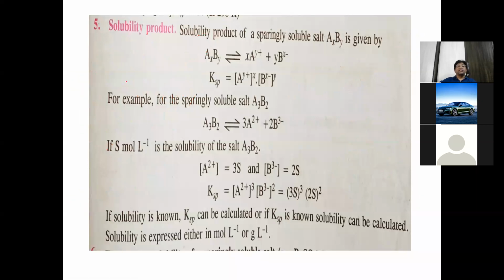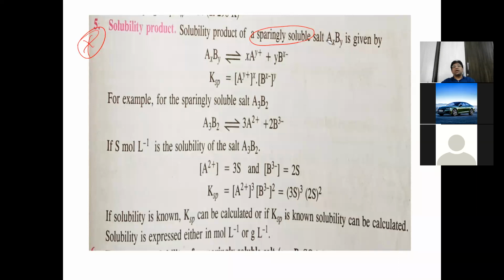Yeah, next thing is solubility product. Another important topic is what? Solubility product of a sparingly soluble salt. Sparingly soluble salt means incompletely soluble, not completely soluble. Very little quantity of the salt will be dissolved here.